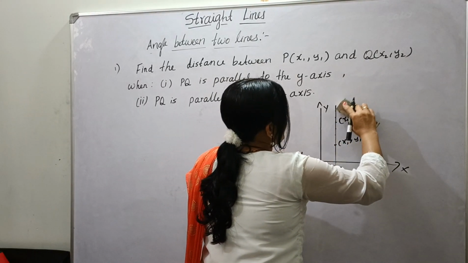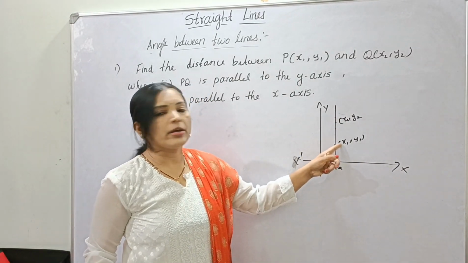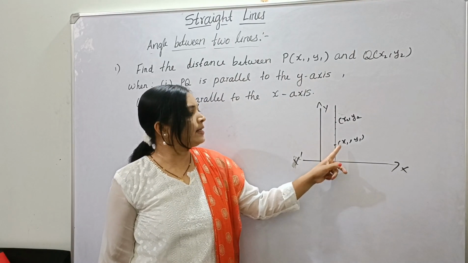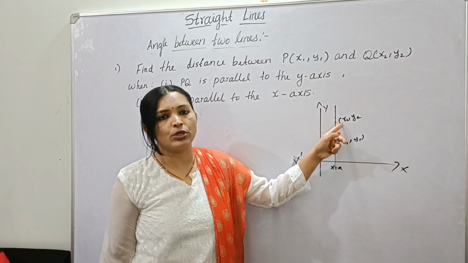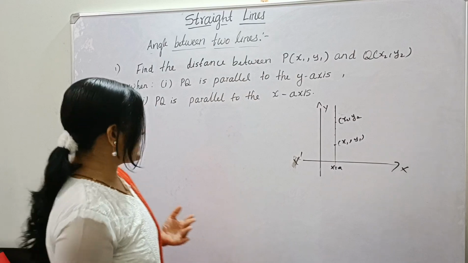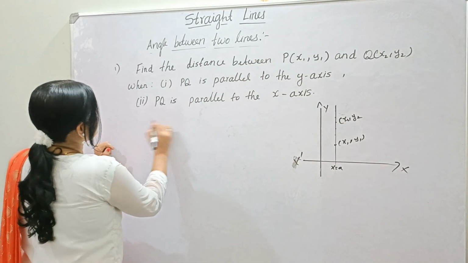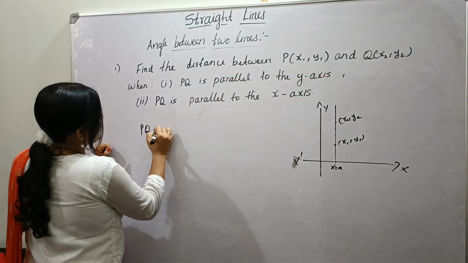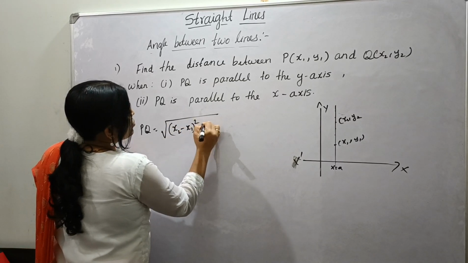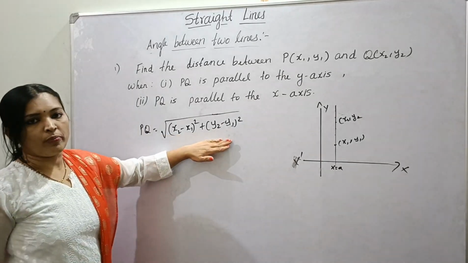If this line is parallel to the y-axis, then the x coordinates are the same. If it is the point A, then x1 is equal to a and x2 is equal to a, so here x1 is equal to x2. And what is the distance formula? The distance between two points (x1, y1) and (x2, y2) is PQ equal to the square root of (x2 minus x1) whole square plus (y2 minus y1) whole square. It is the distance formula, right?